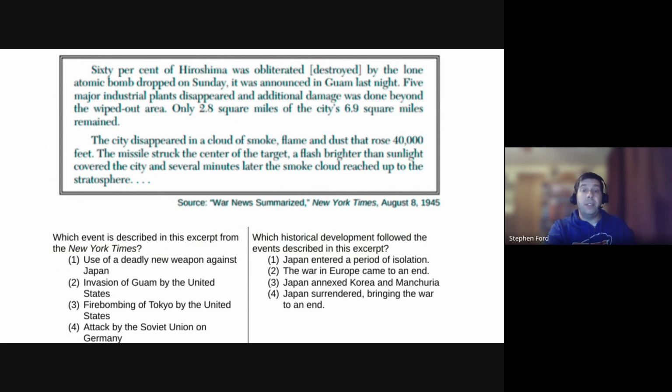The missile struck the center of the target. A flash brighter than sunlight covered the city, and several minutes later, the smoke cloud reached up to the stratosphere. Okay, what event is described? The use of a deadly new weapon against Japan. Well, that sounds right to me. That seems right to me. It is the use of a new weapon. But let's read all four choices.